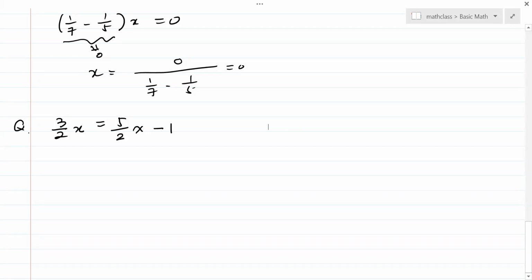Now, this is the equation, right? The fractions. And you see that you have the common denominator, 2, right? So what you do is you multiply both sides by 2. You can skip a little bit some steps, like 3 over 2 times 2 is just equal to 3, 5 over 2 times 2 equals 5, and the negative 1 times 2 will be minus 2.